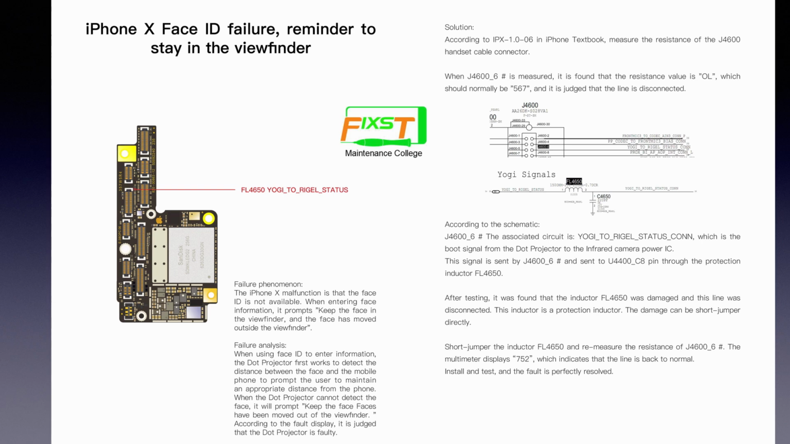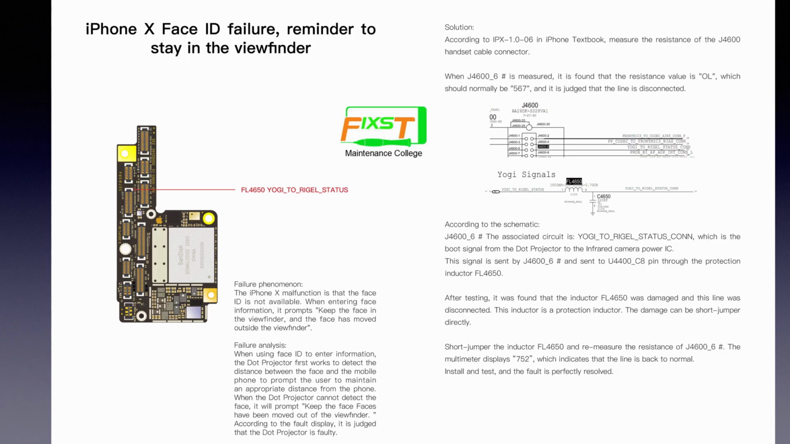So we looked at the schematic. According to the schematic, we can find that this pin's circuit is the boost signal from the dot projector to the infrared camera power IC. This signal is sent by pin 6 of this connector and sent to the U4400 CA pin through the protection inductor FL4615. After testing, we found this inductor FL has been damaged. So this line is an open line, a disconnection.